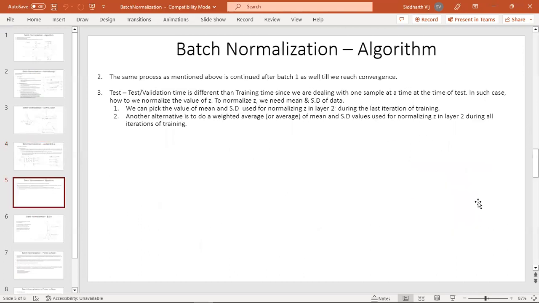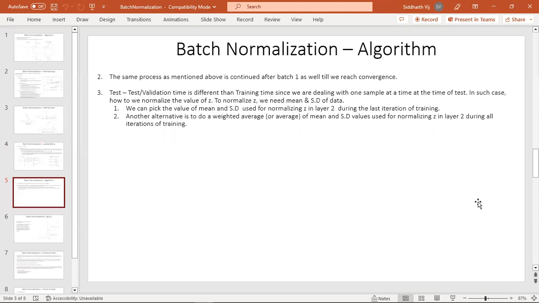Now, the next thing is, we talked about the training time, but how about the test time? We face one challenge during the test time or the validation time, which is: how do we normalize the Z values? During the training time, we are dealing with a batch, and a batch would have many samples. So then normalization would make sense. But during validation time, we are passing one sample at a time. And when we pass one sample at a time, we don't have anything to normalize the data, right? You have 5 Z values, you can't really do much with it.